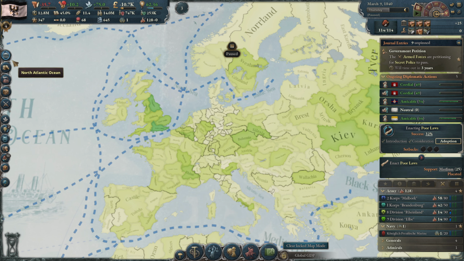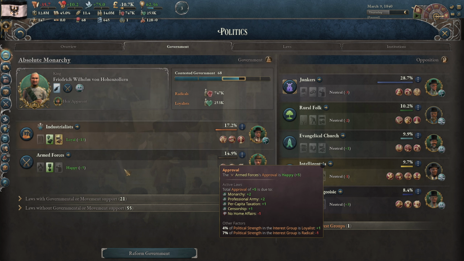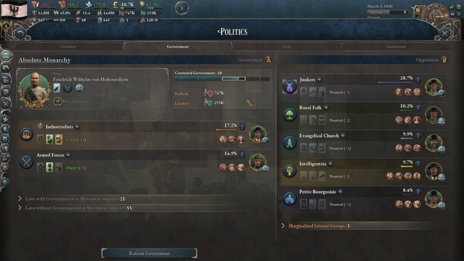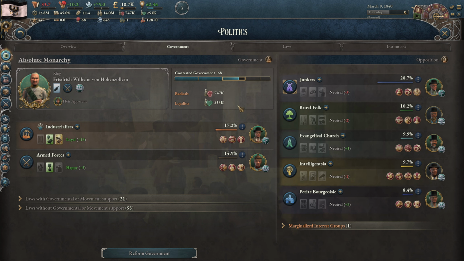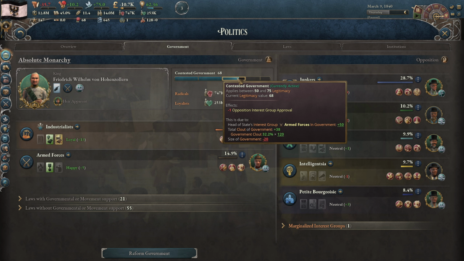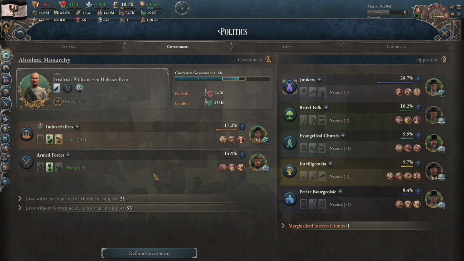So even though in my government I have kicked the Junkers out and took a hit of about 5,000 radicals and dropped less than 1,000 loyalists, it was a piddling amount. I brought the industrialists in, and I got a better government number. I went from 65 to 68. My industrialists are going to gain in power, and they're going to push for laissez-faire. Okay, I'm cool with that.